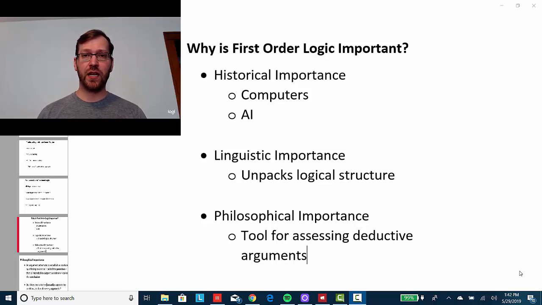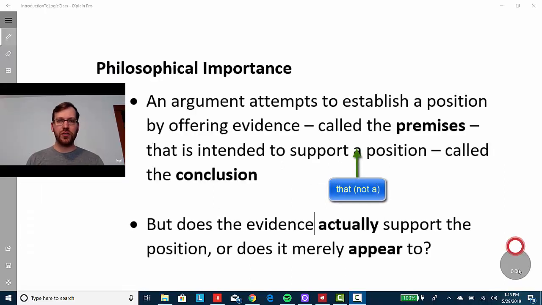So let's look at that a little bit more in depth. Deep down, a logical argument is something that attempts to establish a position by offering evidence that is intended to support the position in question. The evidence we end up calling premises. So whatever it is that you lay out as your evidence, that's your premises, and the position that's supposed to be supported by the premises, that's our conclusion.